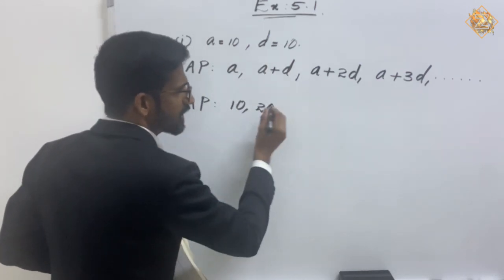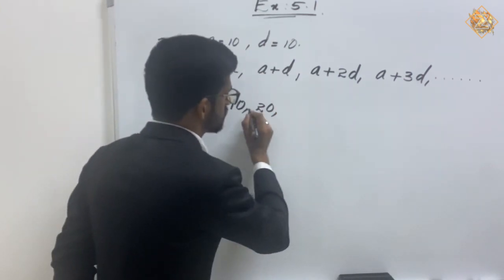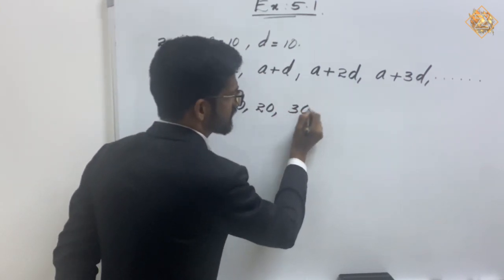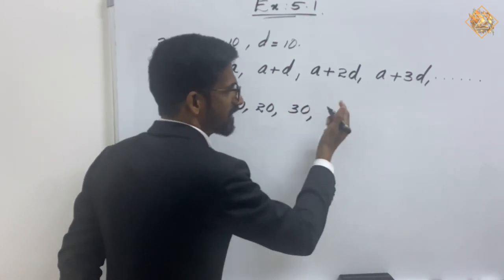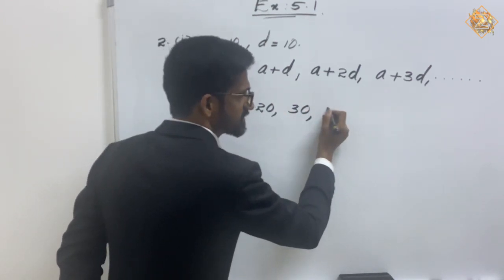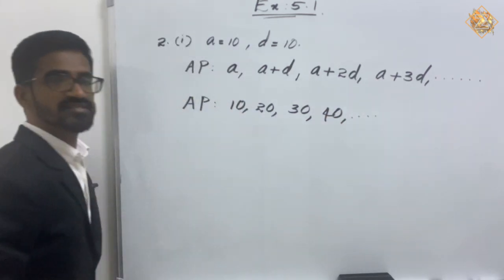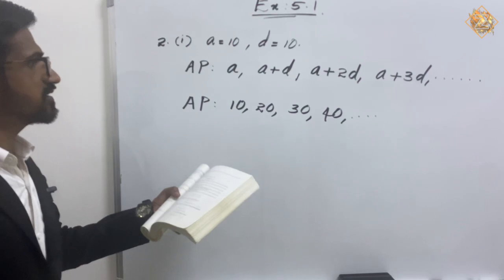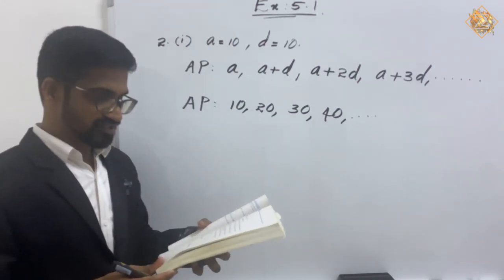To get the third term along with the second term we have to add the common difference, isn't it? That is 20 plus 10, that is 30. To get the fourth term along with the third term we have to add the common difference, so that is 30 plus 10, that is 40 and so on. So these are the first 4 terms of the arithmetic progression. Okay, now let's look into the next question.